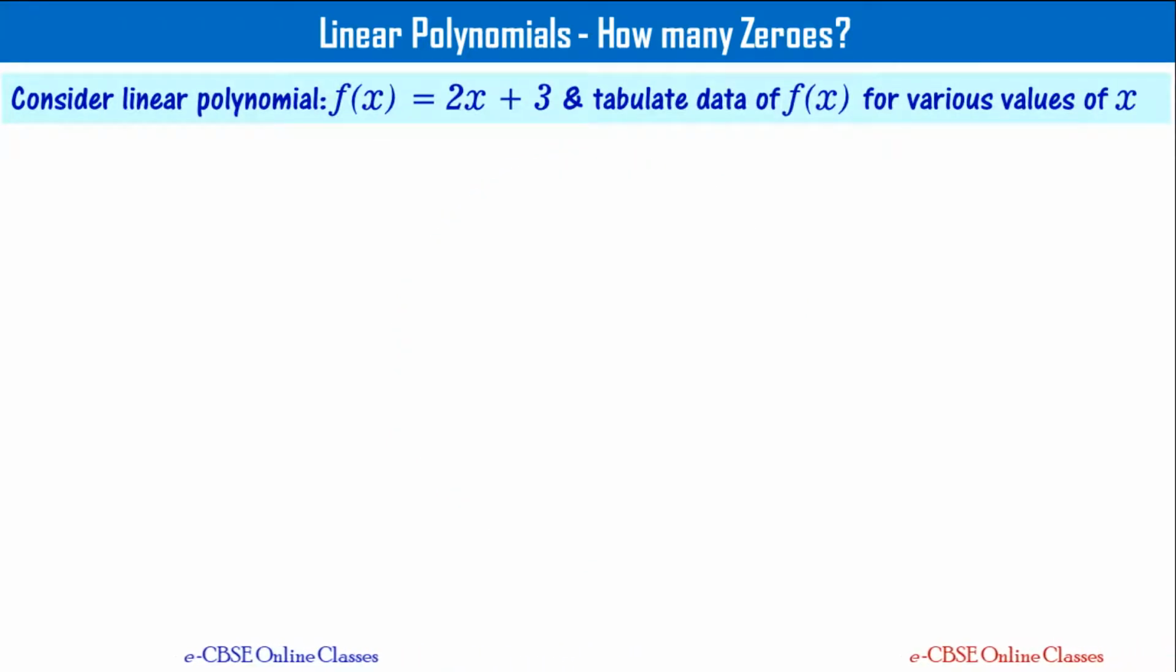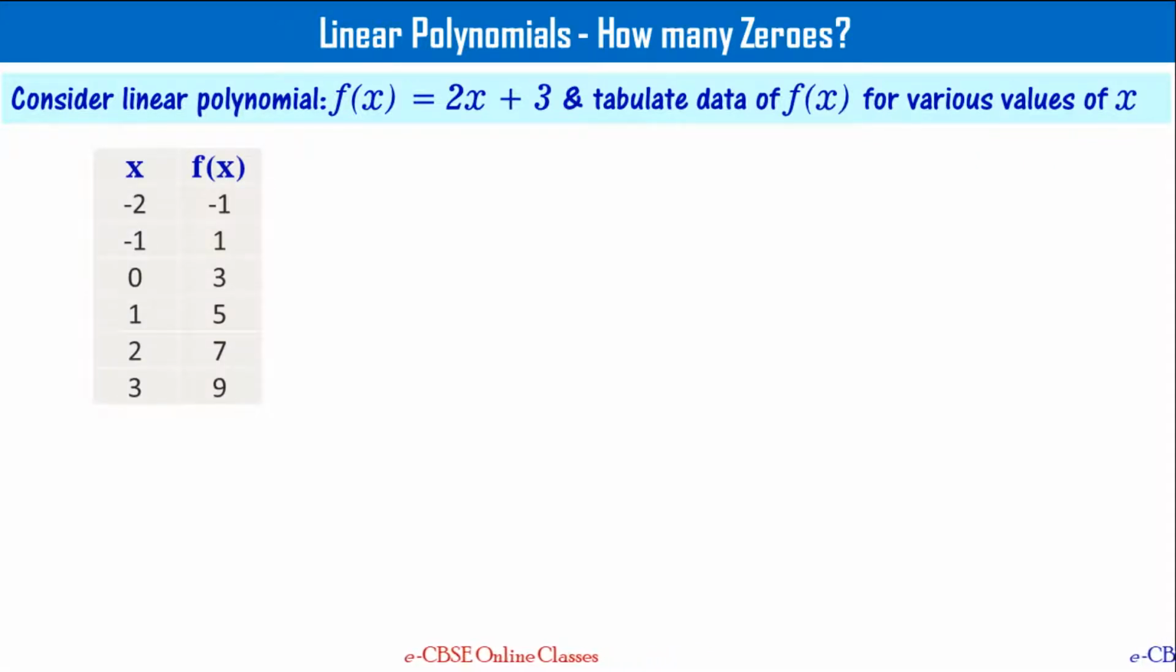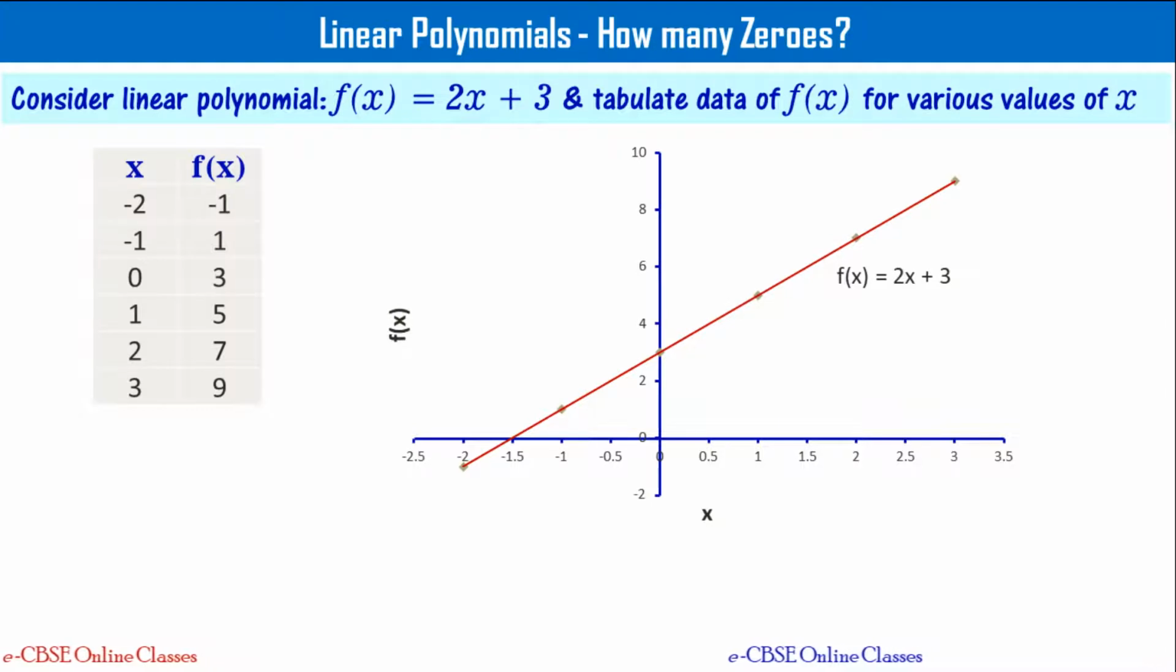To understand that, let's consider again the linear polynomial f of x equal to 2x plus 3 and tabulate data of f of x for various values of x. I have chosen x ranging from minus 2 to 3 and found values of f of x by substituting those values of x into the equation 2x plus 3. For x equal to minus 2, we get f of x equal to minus 1, and when x equal to 0, f of x is going to be 3, and when x equal to 3, f of x is going to be 9. When you plot this data, you get a graph like this.